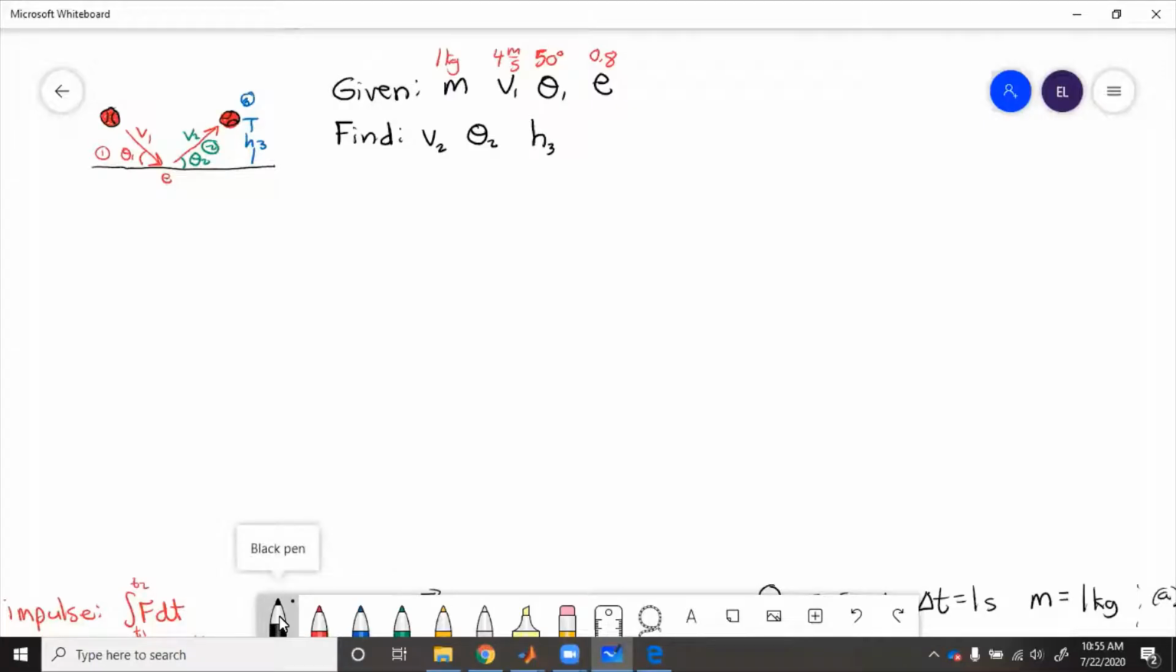In this problem, we have a basketball that hits the ground at speed v1 and angle theta 1, and this is state 1. Then it rebounds with speed and angle, state 2, and then it reaches a peak height at state 3. So we're given mass, initial speed, initial angle, coefficient of restitution with the ground, and we need to find v2, theta 2, and h3.